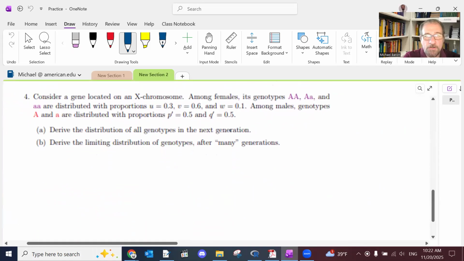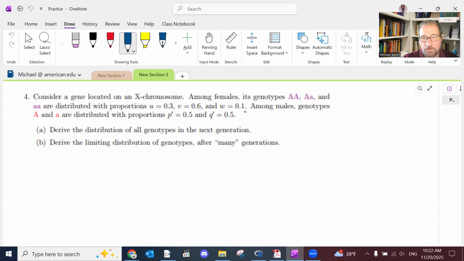Consider the gene located on an X chromosome. So that's X-linked character, X-linked gene. We have the same population, the same distribution of genotypes among females, 0.3, 0.6, 0.1. But among males, the proportions may be different now, 0.5 and 0.5. We have not reached the limit yet. Typically, in 3, 4, 5 generations, you get close to the limit. But now we have different proportions. Derive the distribution of all genotypes in the next generation.